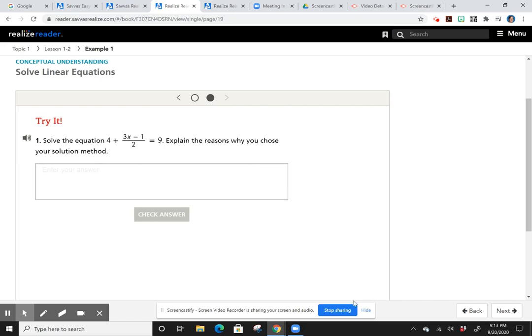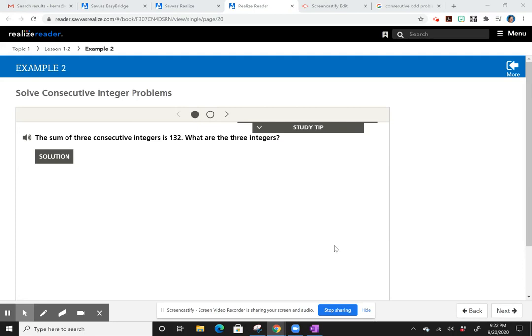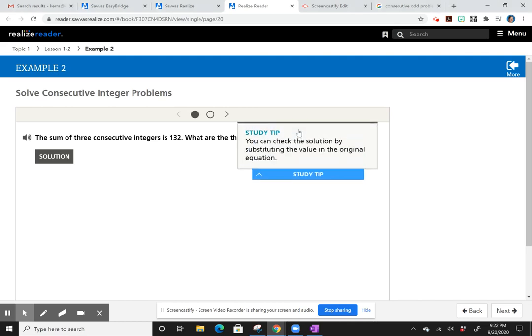In this example, we are going to solve a word problem. It says solve consecutive integer problems. So in this problem, it says the sum of 3 consecutive integers is 132. What are the 3 integers? Now you just need to remember a few vocabulary words. The word sum means that we're adding. Consecutive means they happen in a row. Integers means that they can be positive or negative. And the word is going to mean the word equal.